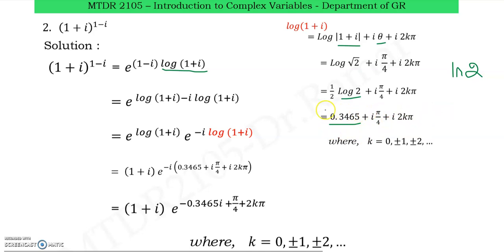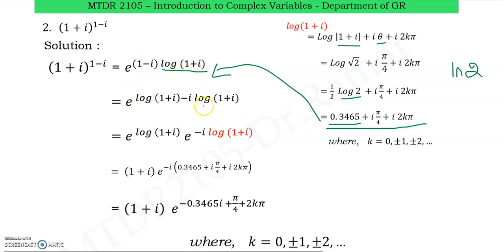So this is nothing but the log value of 1 plus i, where k is any integer. Now this is the value of log (1 plus i). So now what we do is take this and substitute: e to the power (1 minus i) multiplied by log (1 plus i).